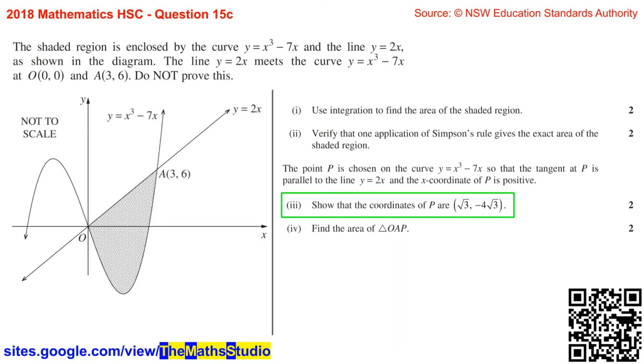The point P is chosen on the curve y equals x cubed minus 7x so that the tangent at P is parallel to the line y equals 2x and the x-coordinate of P is positive. Part 3. Show that the coordinates of P are root 3, negative 4 root 3.